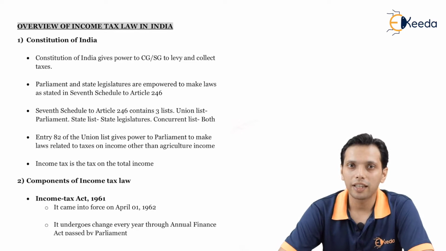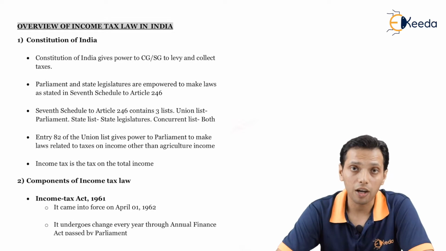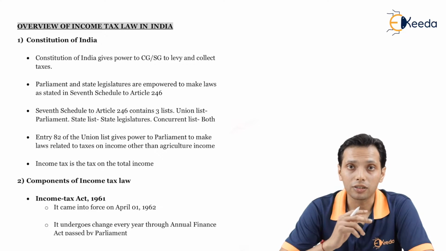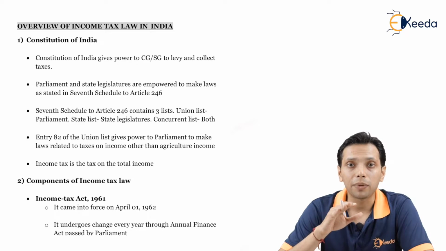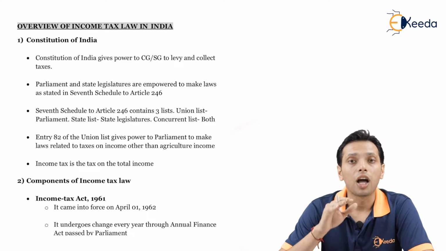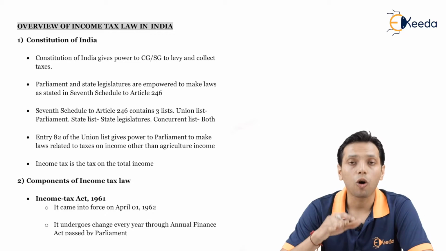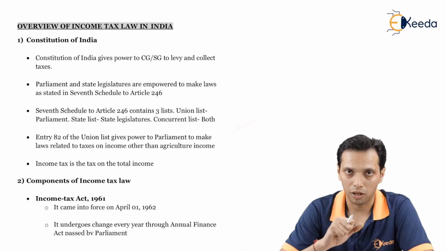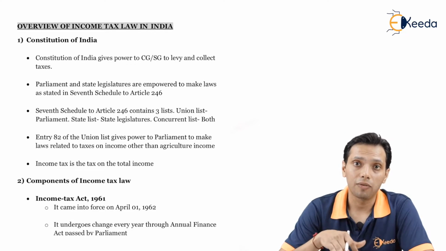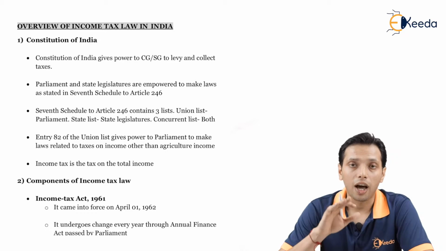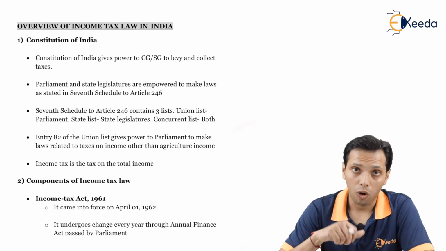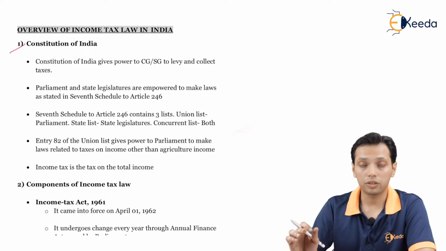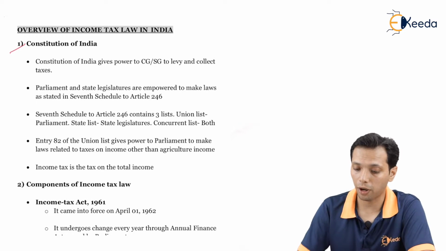On the screen, you can see the first topic, Constitution of India. The Constitution of India empowers the Parliament of India to impose tax on persons who are present in India and who, based on residency or other criteria, are taxable on the income that they receive in India. As per Article 246 of the 7th schedule, the Constitution empowers the Parliament to impose tax on the person.